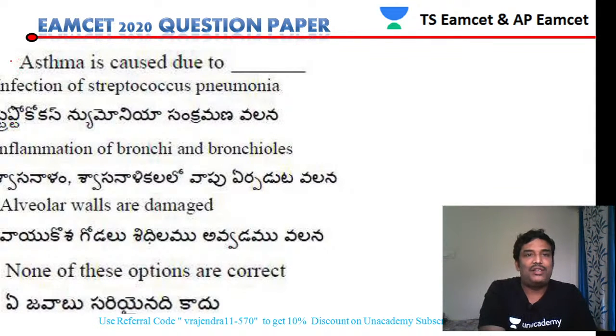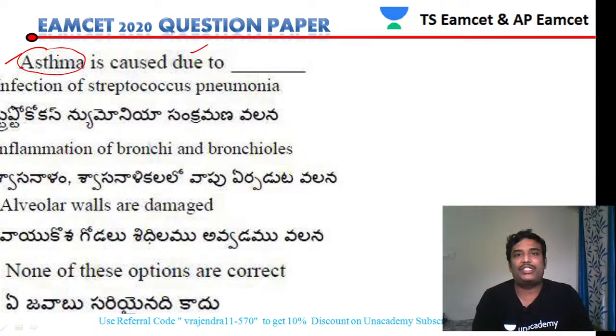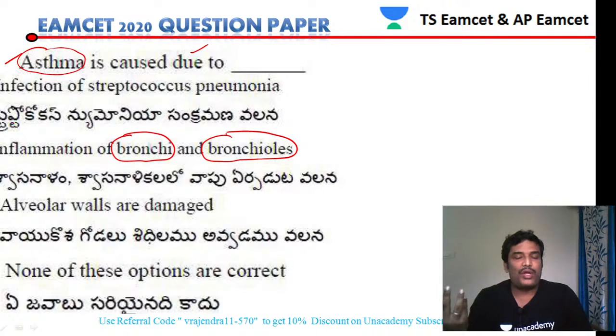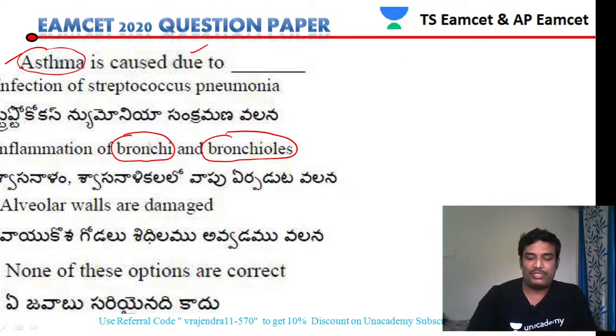Okay, let us move to the next question. The question is about asthma. Asthma is caused due to which type of infection? Asthma is no doubt a respiratory infection. It is due to inflammation in the bronchi and bronchioles. Whenever there is inflammation in the bronchi and bronchioles, it leads to the secretion of some fluid, and that leads to asthma. So asthma is caused because of the inflammation of the bronchi and bronchioles.